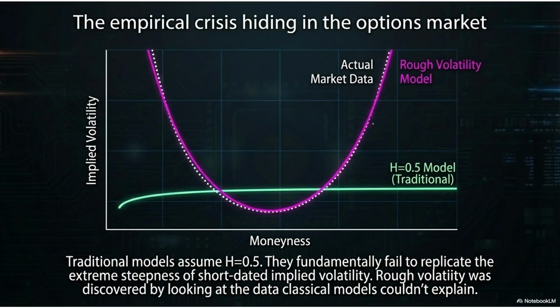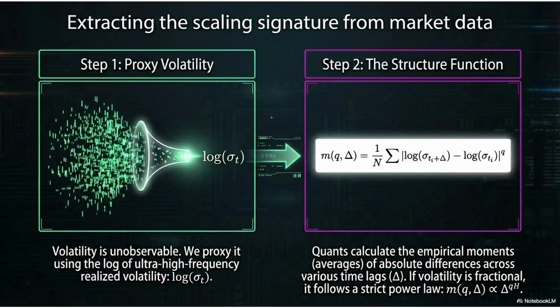So to prove that the volatility is rough, we must extract its scaling signature from market data. Step 1 is proxying volatility. Since true volatility is unobservable, we use the natural logarithm of ultra-high frequency realized volatility, so the log.